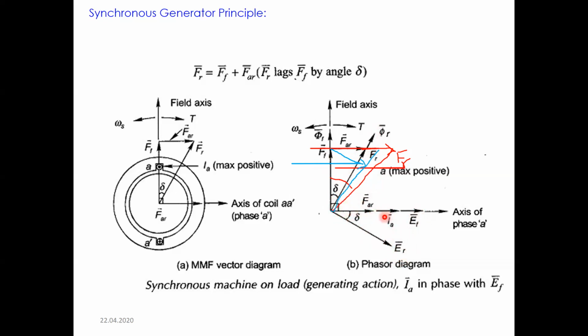Thus, in the same way, this load angle representation between the MMF vectors can be translated into the angular separation between the field EMF and the resultant EMF. So sometimes we say the angle delta is the angular separation between the MMF vectors, and we can also say the angle delta between the EMF vectors. It is the same thing.